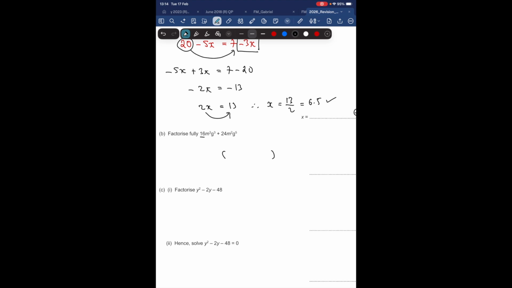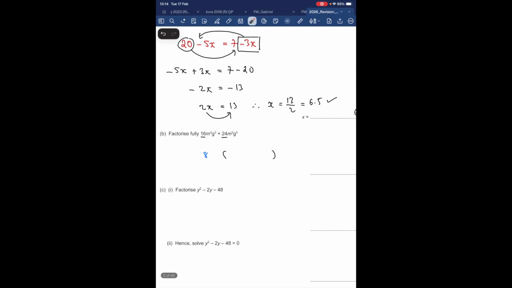Look at this 16 and the 24. We want the largest number that goes into 16 and the 24. The largest number that goes into 16 and 24 is 8. So I'm going to take 8 outside the bracket first. You're then going to notice that each term has an m in common and it's got a g in common. So we're going to take, first of all, the m outside the bracket.